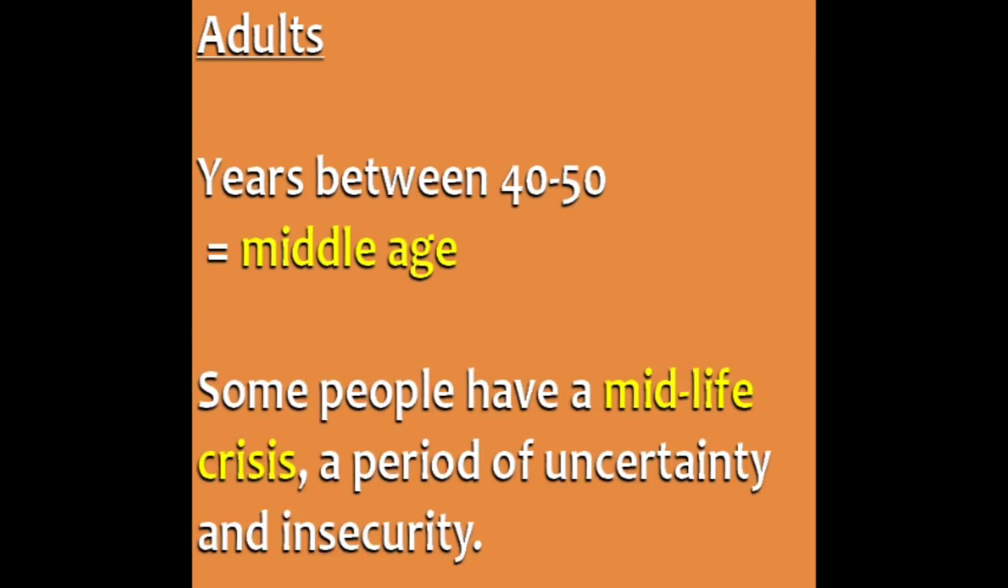The years between 40 and 50 are often called middle age because they are about halfway to the end of an 80 to 100-year life. During these years, some adults experience a midlife crisis, a period of uncertainty and insecurity in which they begin to question their identity, doubt their decisions, and sometimes make major changes.